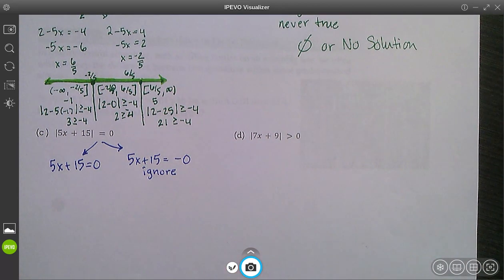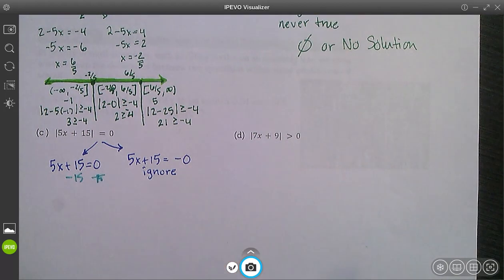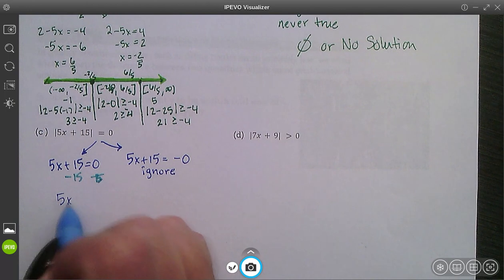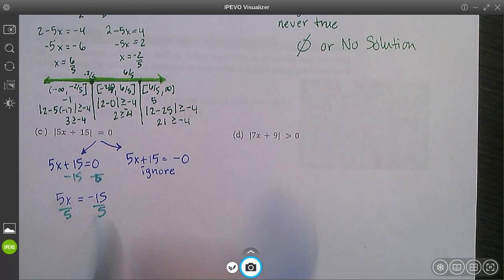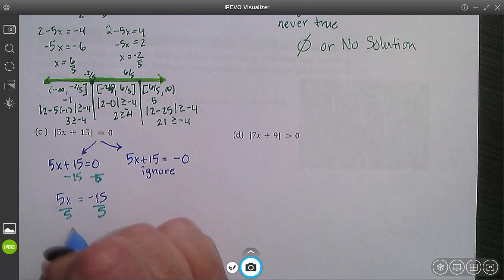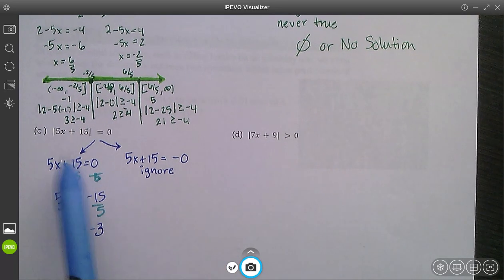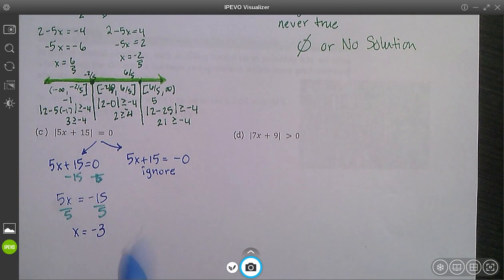We only have the one equation here. So I'll solve that by subtracting 15 from both sides. It's a little weird looking. So 5x equals negative 15, which means that x would equal negative 3. That is the only solution to this equation. If you have absolute value equals 0, you're only going to have one answer, and it's x equals whatever number you got.